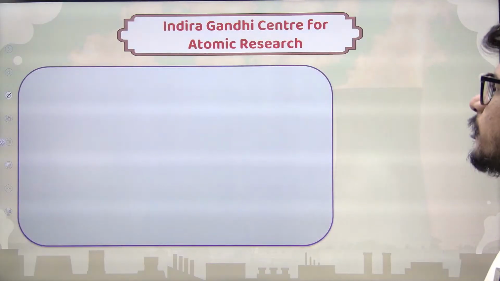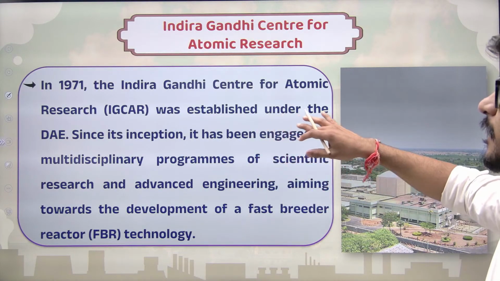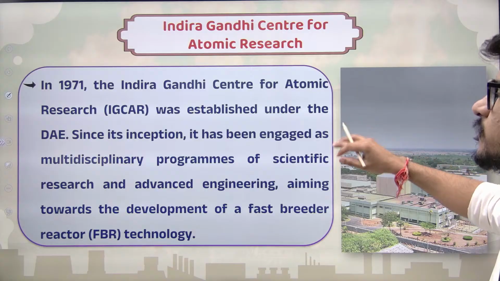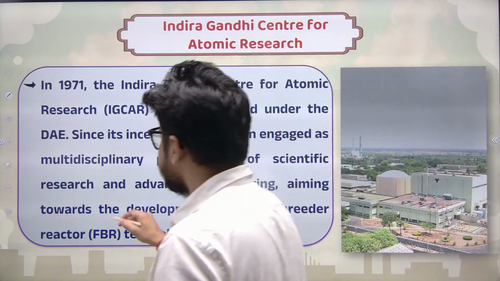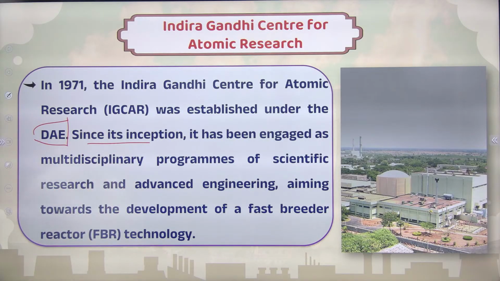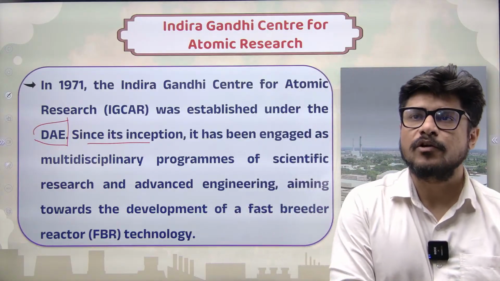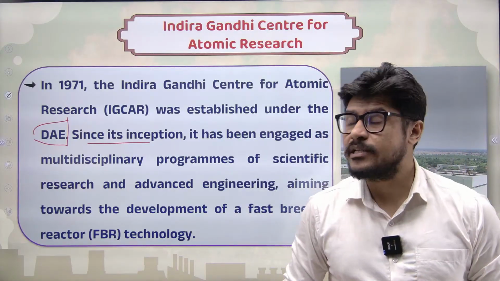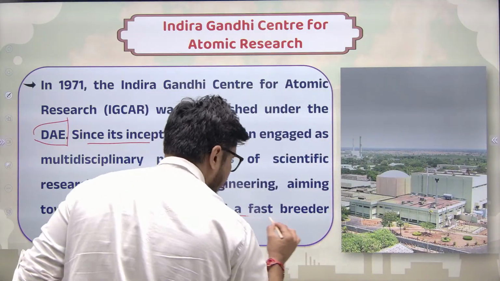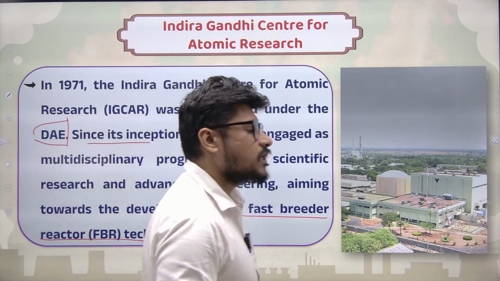Indira Gandhi Center for Atomic Research. It was set up in 1971 under the Department of Atomic Energy. Since its inception, it has been engaged in a multidisciplinary program of scientific research and advanced engineering. What is its aim? Obviously, development of nuclear technology and especially the fast breeder reactor. We'll discuss this fast breeder reactor technology in our subsequent lectures.